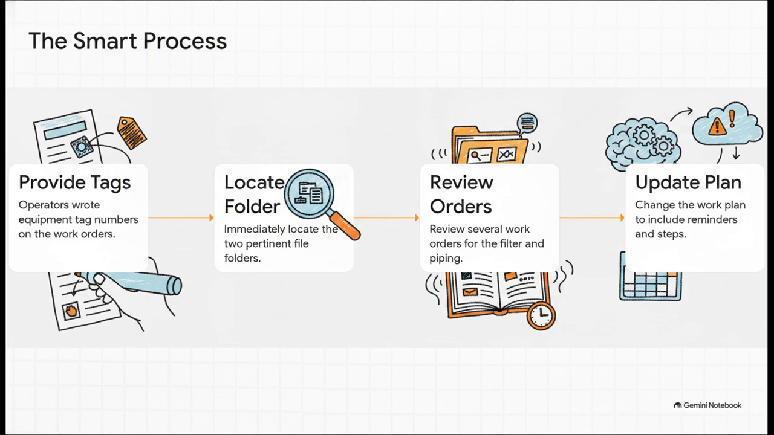Because of that single action, David can instantly execute step 2, locating the exact pertinent folder. Step 3 allows him to immediately review past work orders. And then step 4, which is literally the magic step, allows him to update his new plan with historical warnings. It's a brilliant, closed-loop system of continuous improvement.